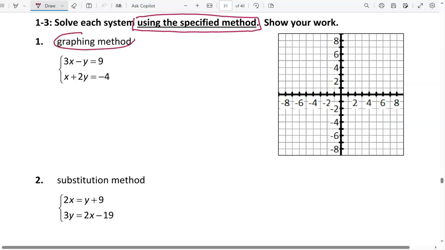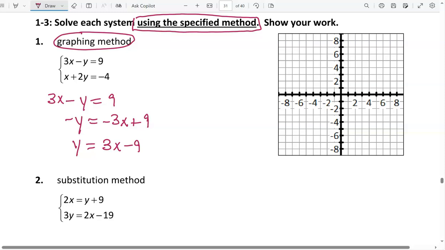The graphing method means that we will solve by graphing the two equations. So I'm going to take each of my equations and rewrite them in y equals mx plus b form. So we're going to subtract 3x and then divide through by -1. That's a line with a y-intercept of -9 and a slope of 3, or 3 over 1. So rise 3, run 1, positive slope, moves upward as you go from left to right.